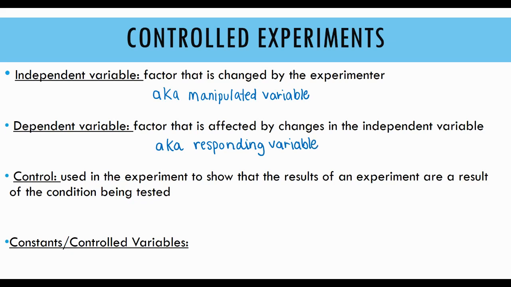A control is super important. It is used in the experiment to show that the results of an experiment are the result of the condition being tested. So, as I mentioned, this is very important. Let's say you want to determine whether studying with music helps students do better on tests. So you get a group of kids and you have them study with music. At the end of that, you give them a test. But how do you know if studying with music helped? You have to compare their test scores to test scores from a group that studied without music.